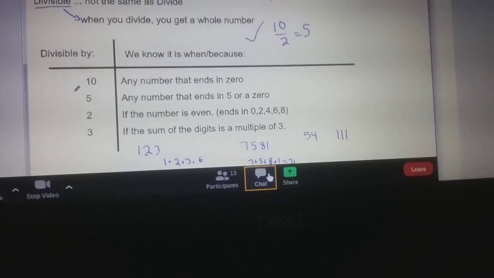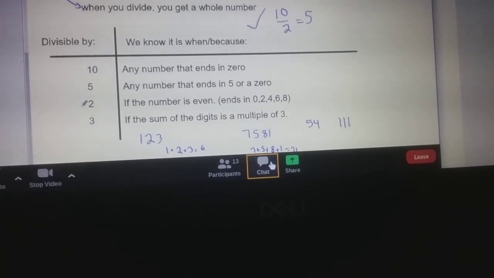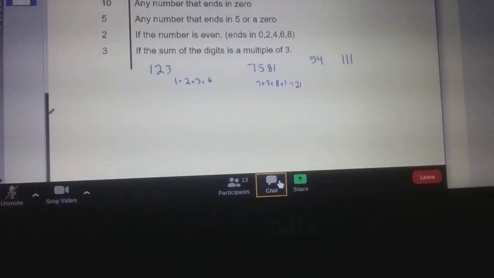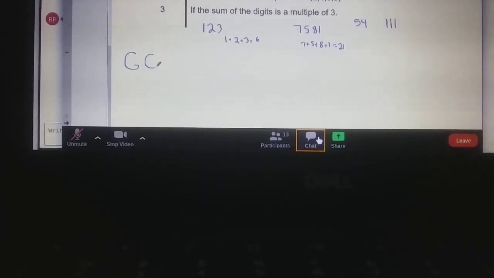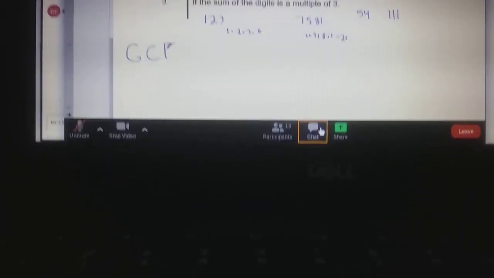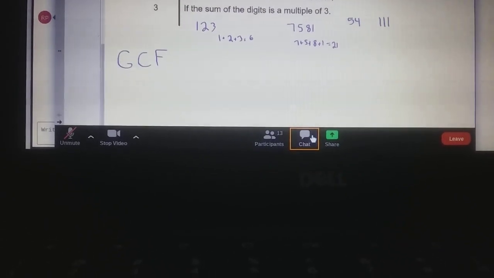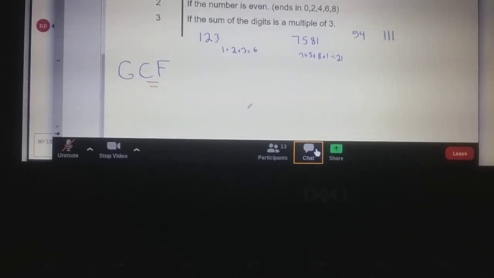There are more divisibility rules, but if we just stick to these, these are all you need. Do you remember something called the greatest common factor? Greatest common factor is really, really handy. We started talking about that using a chart, right?